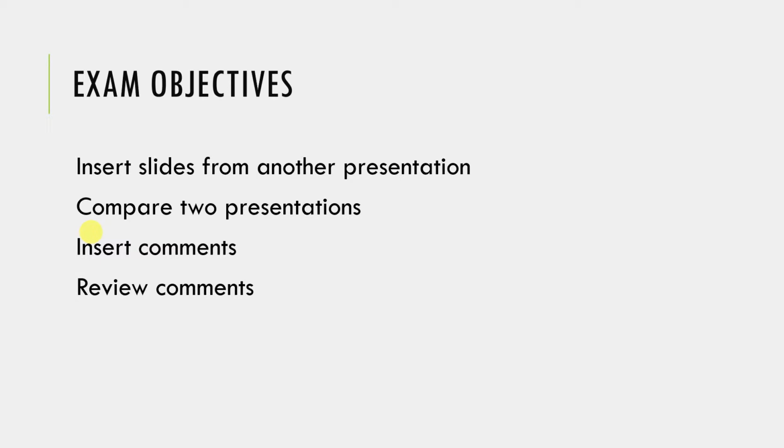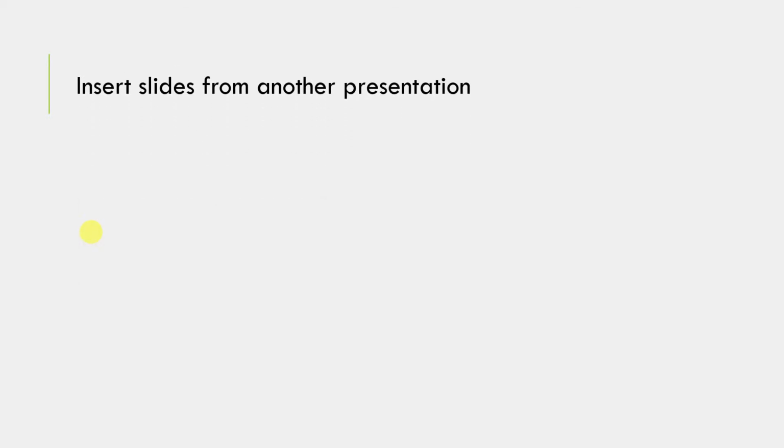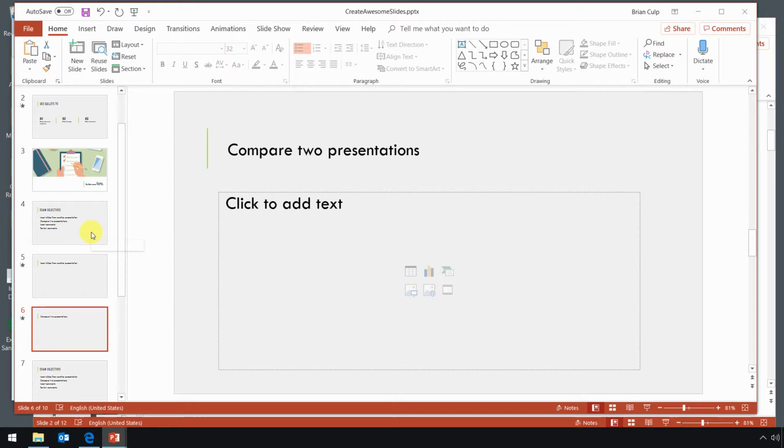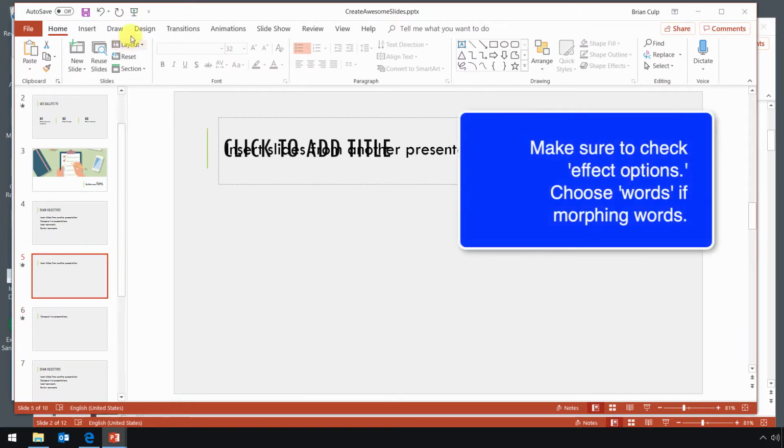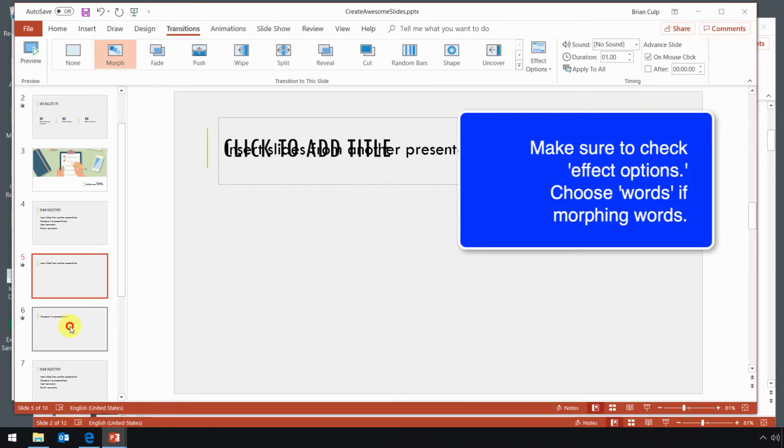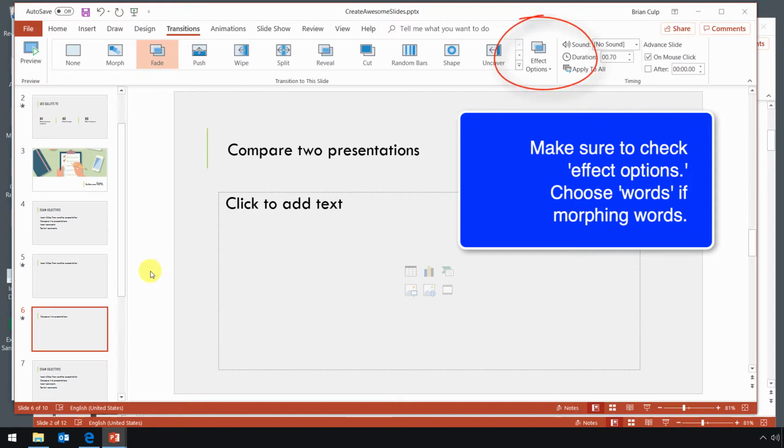Here are the exam objectives. Here are the four exam objectives that you need to know. Now, let's talk first about inserting slides for another presentation. Now, let's talk about comparing two presentations. And so I did that with just a morph transition in this first slide and then a fade transition to the other points in the bullet point list.